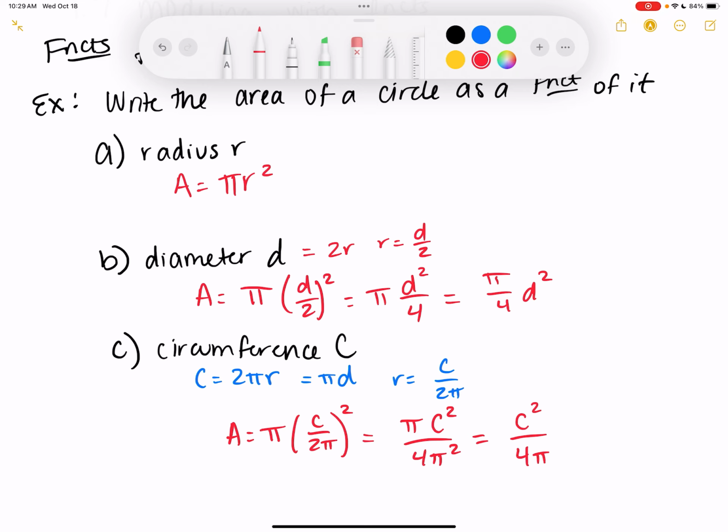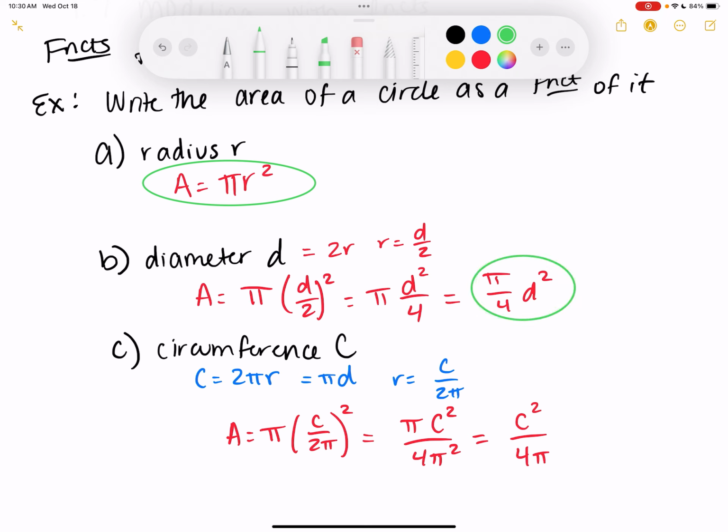For each of these, we're pretty much just writing the formula for how to do each, and then at the end we're plugging in the different way to write r for the area. So this wanted us to find area. Obviously, we already know area with respect to radius. That's how we always do it. For diameter, it wants us to find the formula for the area of a circle with respect to diameter. And that's going to be this.